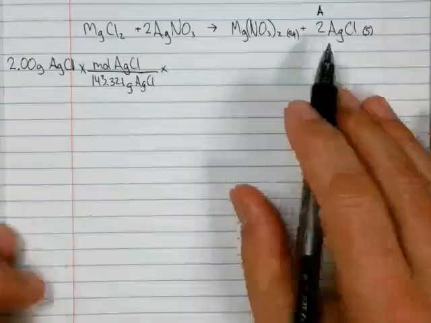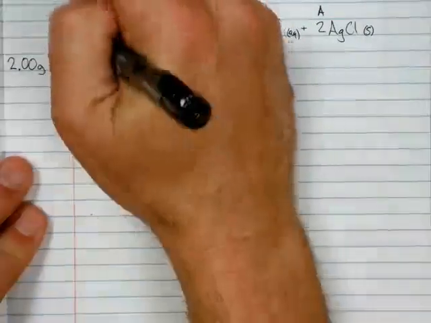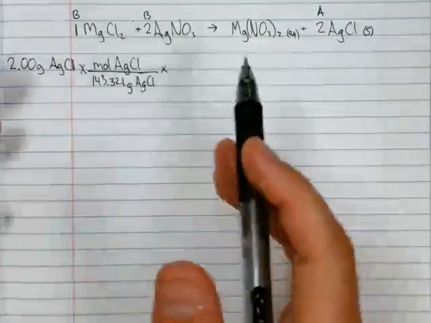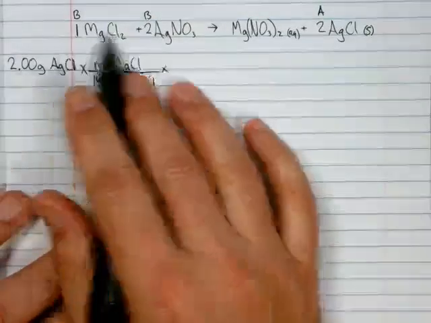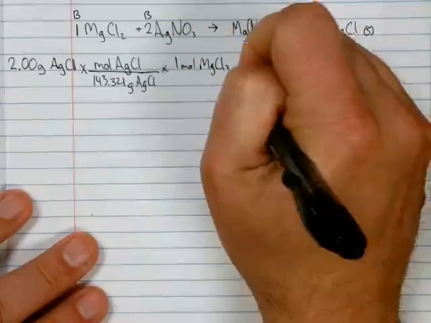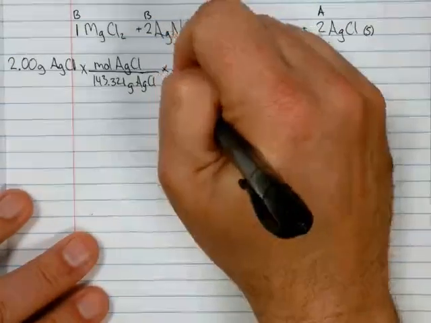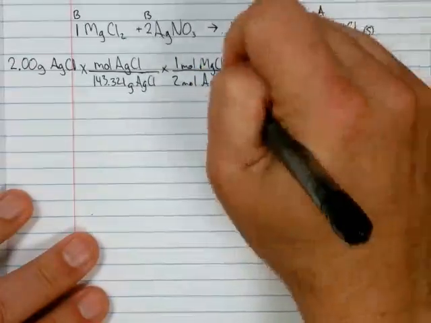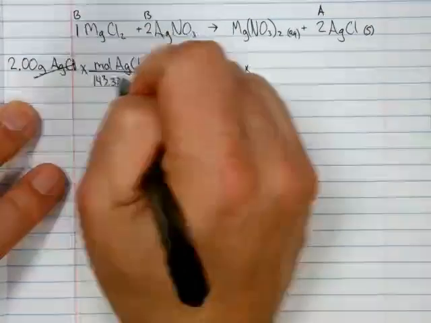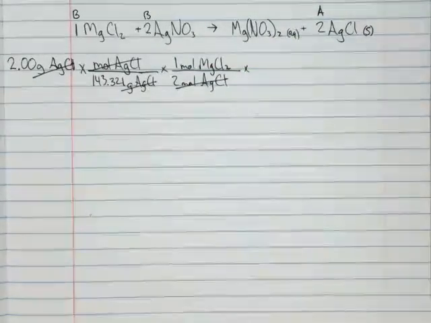Mole B is what we're trying to determine, and we're trying to determine two things. We're trying to determine how much magnesium chloride we need, and then how much silver nitrate we need. So we're going to do it twice. Let's just go with magnesium chloride for the first one. So 1 mole of magnesium chloride over 2 moles of silver chloride. So we've converted from grams of silver chloride, to moles of silver chloride, to moles of magnesium chloride.